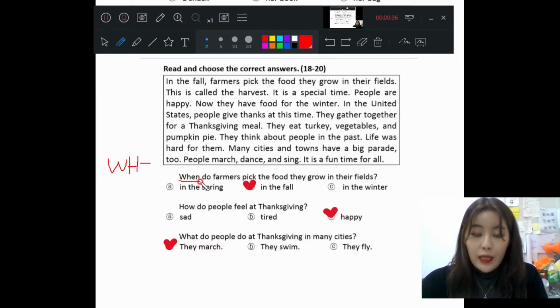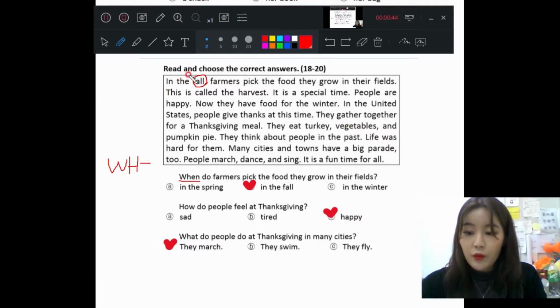So, when do farmers, when was it? The fall. Earlier I said the verb for fall is 떨어지다, right? So the tree fell on the tail, right? But in this case, this fall is being used as a noun. So this B is going to be the answer.